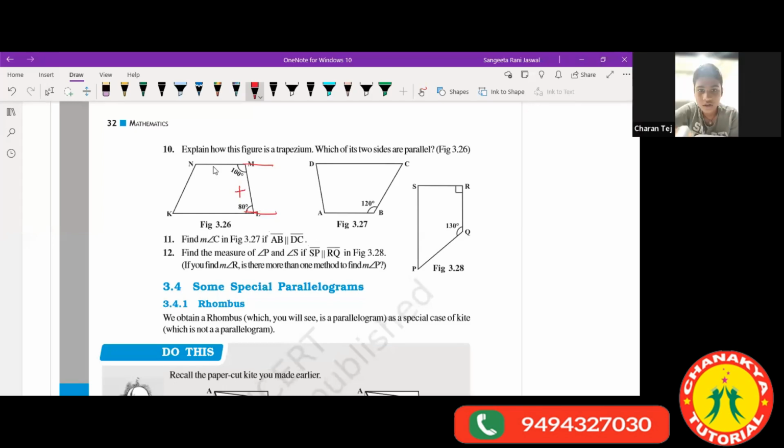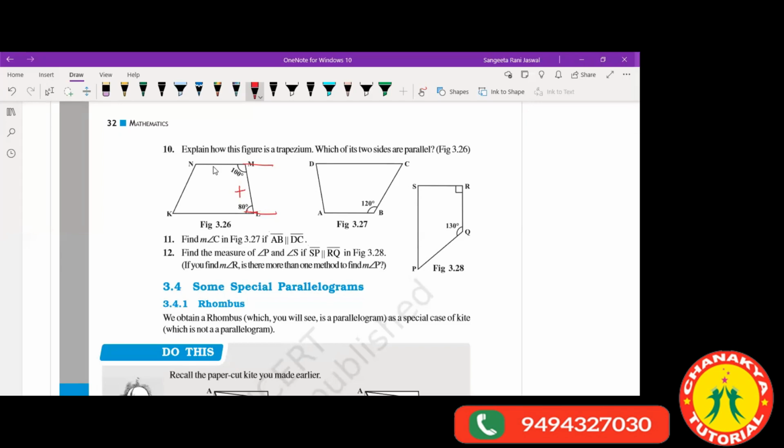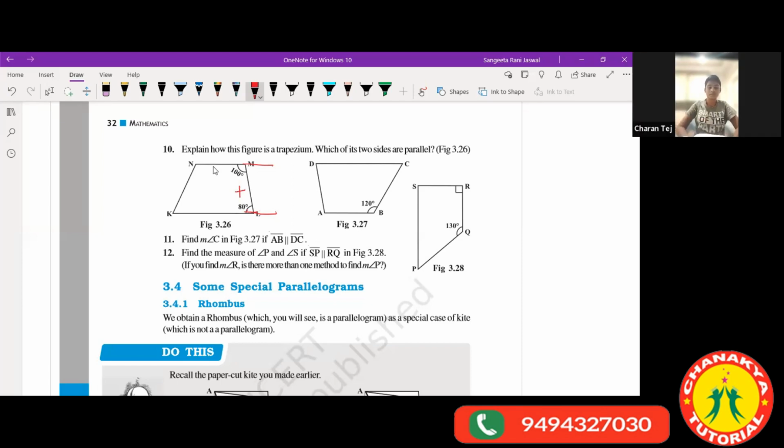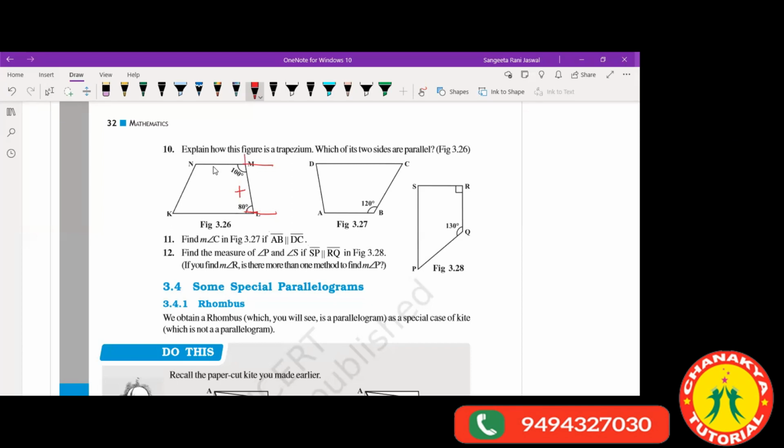Ma'am, so K will be 80 and N will be 100. No, here in this case, angles are not asked. Angles are given actually here. Using this property, you have to show whether this is a trapezium or not. I can see that if I extend these two lines and this is a transversal which is cutting the lines like this, the sum of interior angles on the transversal is supplementary. This is the property you have studied about parallel lines.